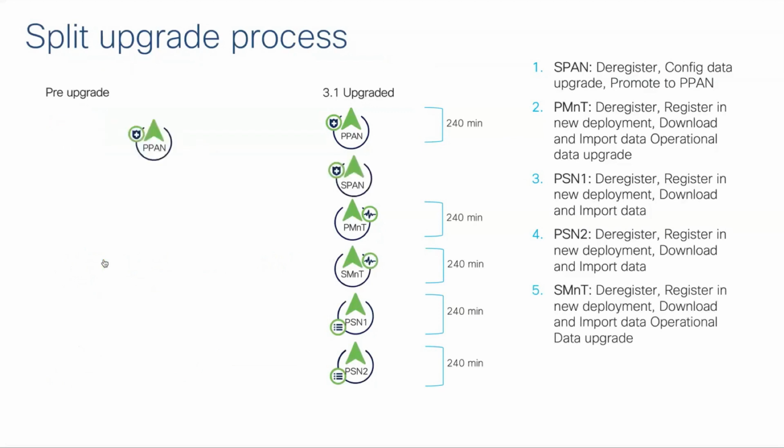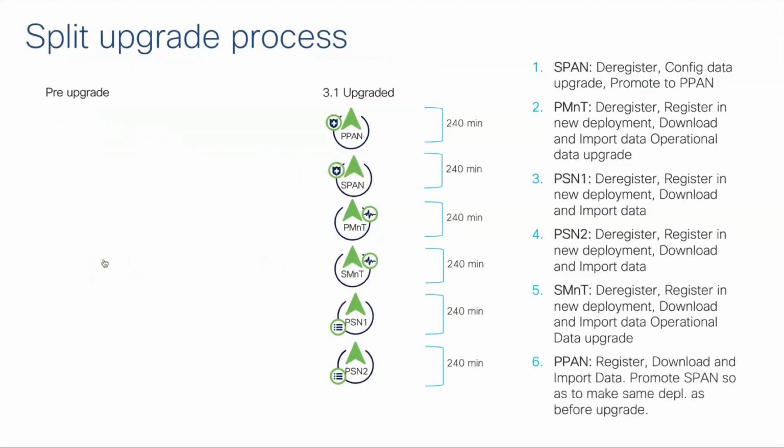And as part of the last step, we would be upgrading the old PPAN, which becomes the SPAN in the new deployment. So you could see the old SPAN became PPAN and the old PPAN became SPAN in the new deployment. You might have to log into the new SPAN in the deployment and promote it in order to make it the same as prior to upgrade. That's the last step involved in the split upgrade process.